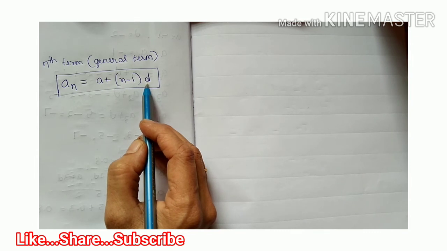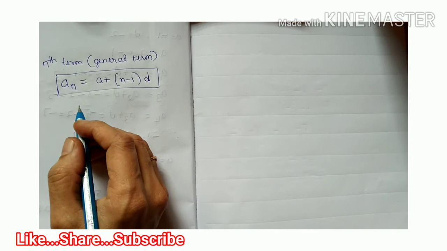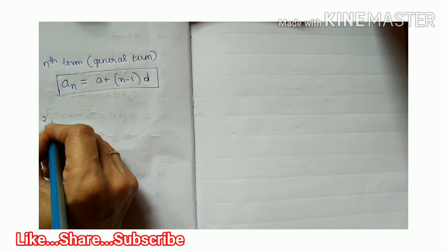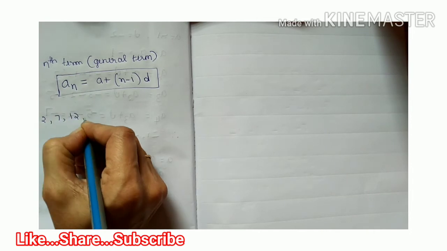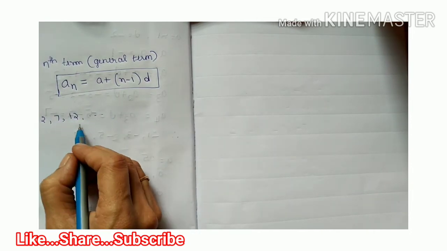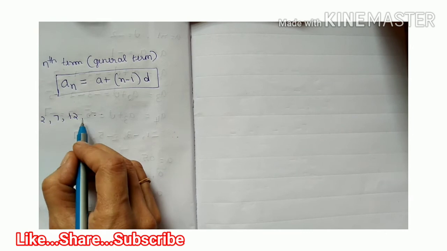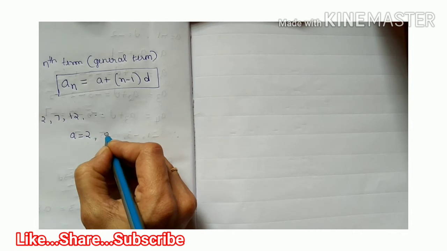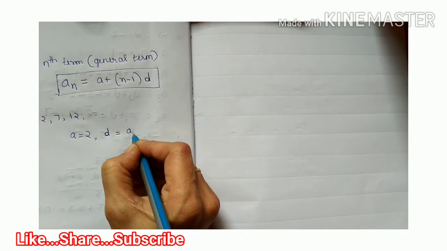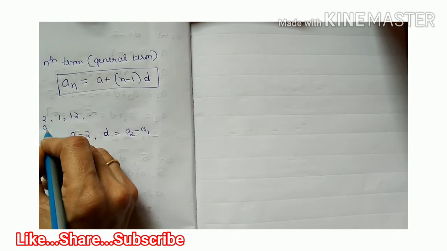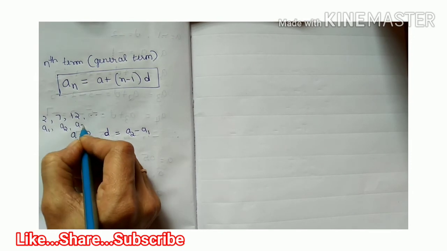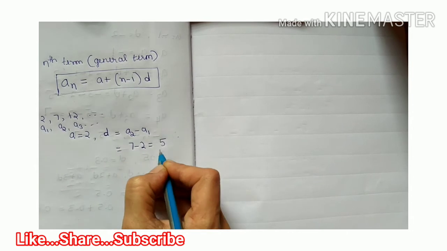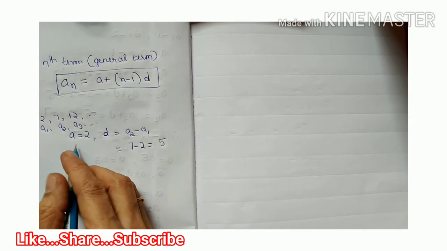Let us consider some examples. Find the 10th term of AP 2, 7, 12. Here a, the first term, is 2. Common difference d is a2 minus a1, 7 minus 2, 5. We have to find the 10th term of AP.